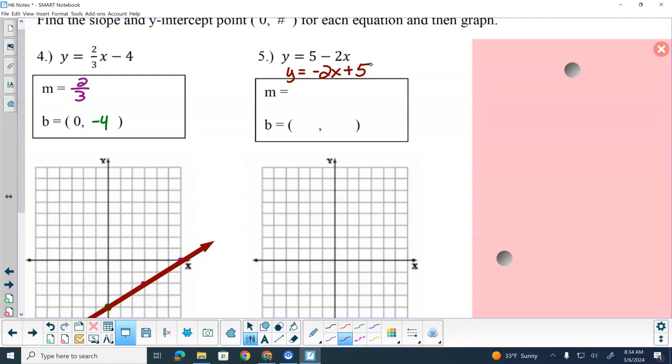Slope is -2. I would concur that our slope is -2. Wyatt, give me the y-intercept. 0, 5. Love it. Kiana, where is the point 0, 5? Put a dot. Yep. 1, 2, 3, 4, 5. Boom. There it is. Alright?